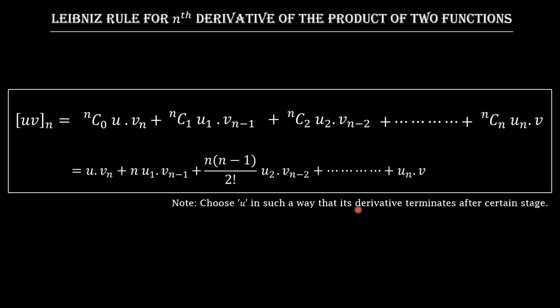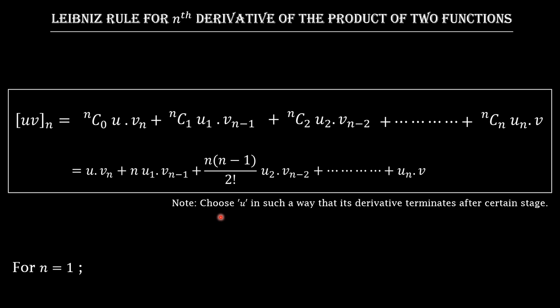Just make a note of it, students. In order to find the nth derivative of the product of the two functions, choose your u in such a way that its derivative terminates after a certain stage. That means choose your u so that its derivative becomes 0 after a certain stage. Okay, this is a very important note to find the nth derivatives of the product of the two functions.